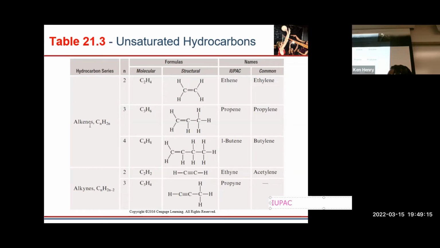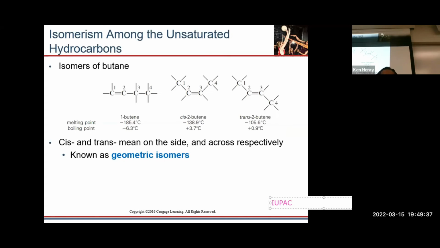So it's showing you the alkenes and the alkynes. So this guy is called ethylene, propene, butene. Okay. And these are the common names, right? So we've talked about isomers, right?